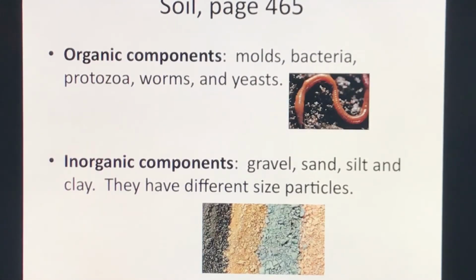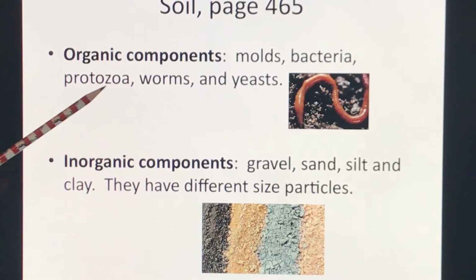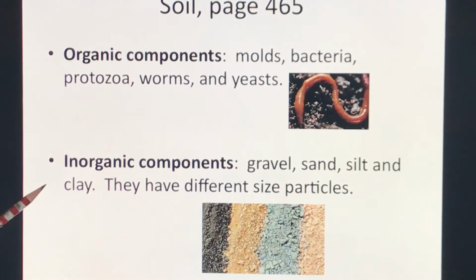Then we look at soil. So in soil we have 2 different types of components. We have both organic and inorganic. So the organic components would include things like molds, bacteria, protozoa, worms, and yeast, whereas the inorganic components include gravel, sand, silt, and clay, like the non-living components.